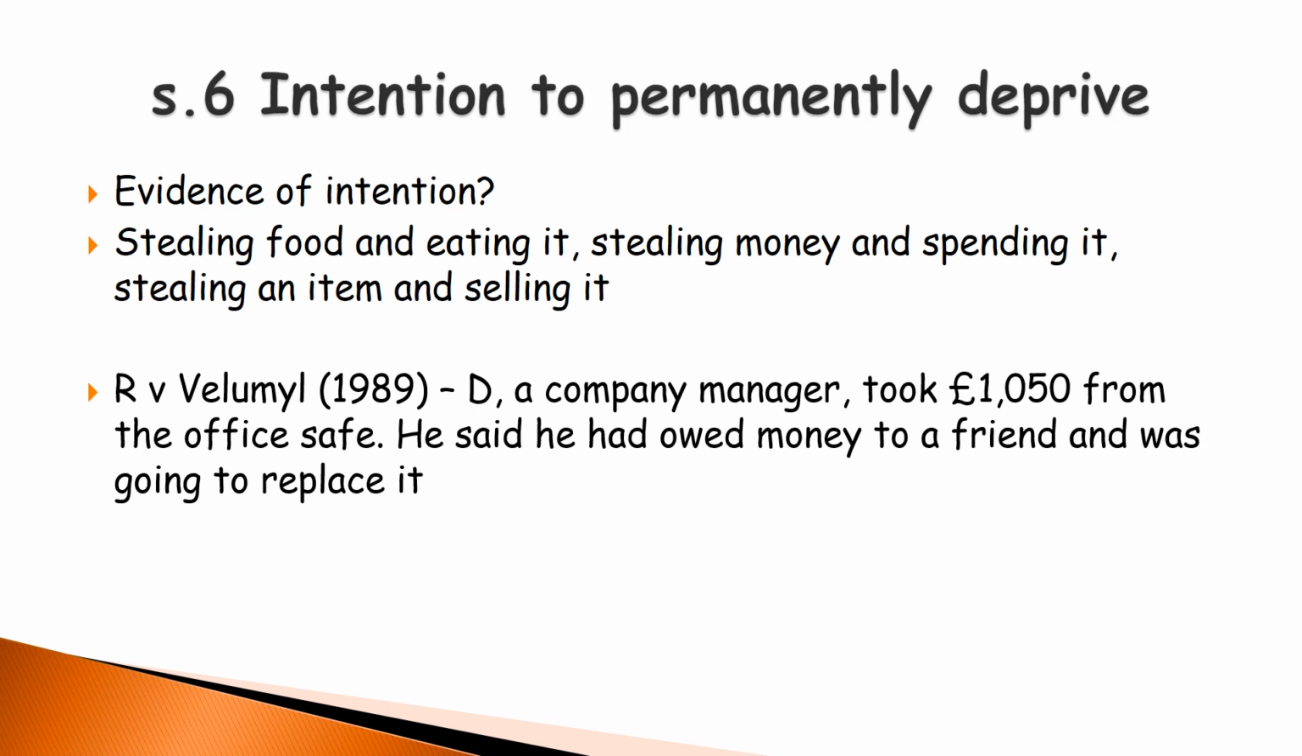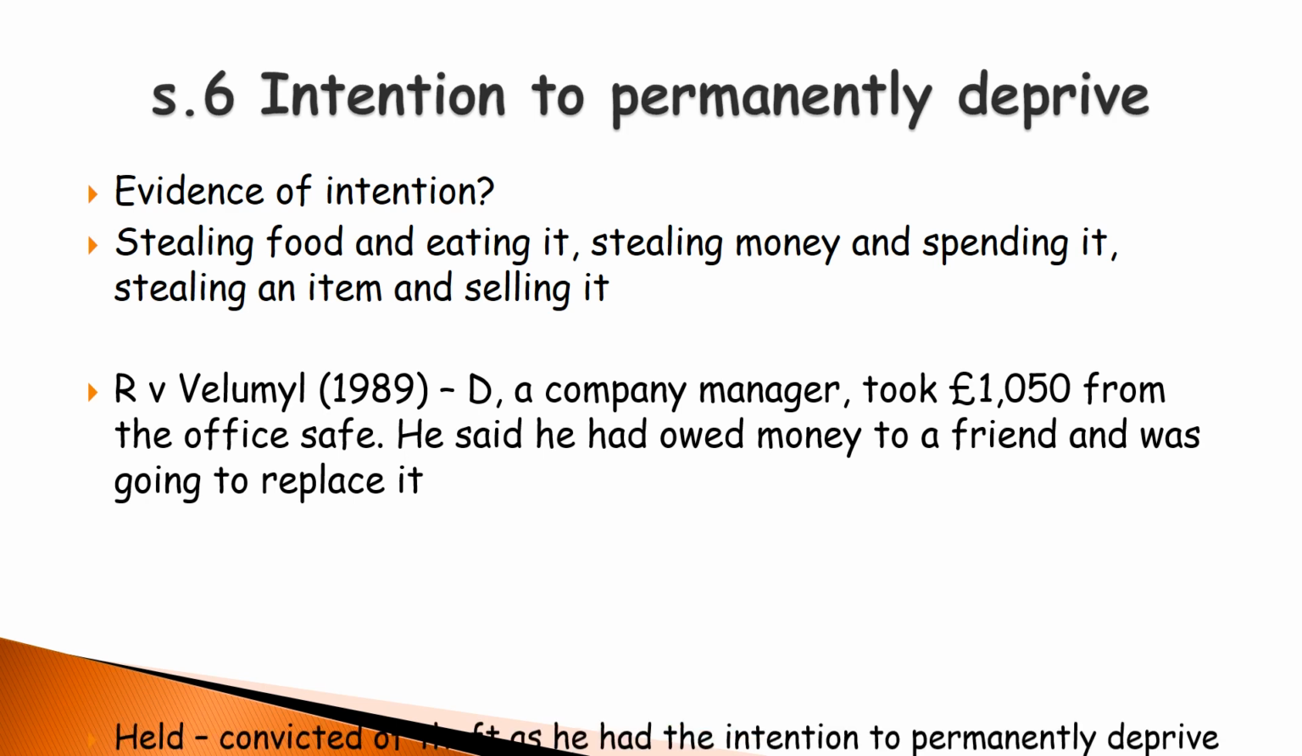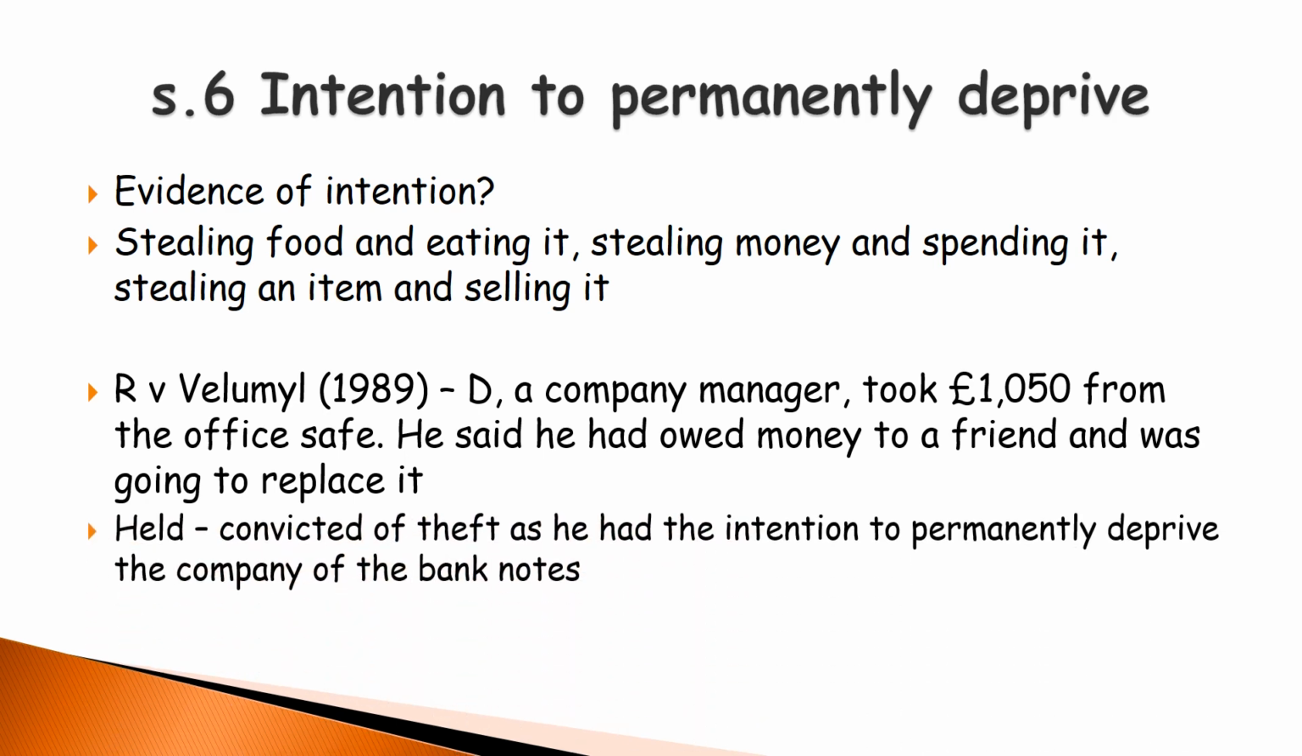A really important case here is the case of Velumyl. So the defendant was a company manager who took £1,000 from the office safe. He said he owed the money to a friend and was going to replace it. That classic line. Convicted of theft, they said he had the intention to permanently deprive the company of those particular notes, which kind of gets around the excuse of intending to replace. He was never going to replace with those exact notes.